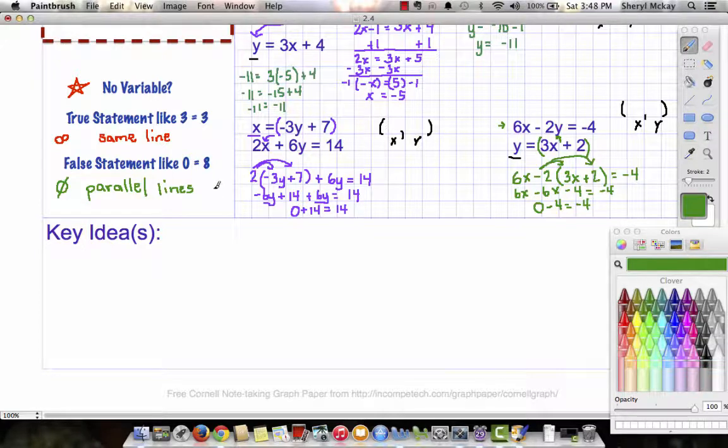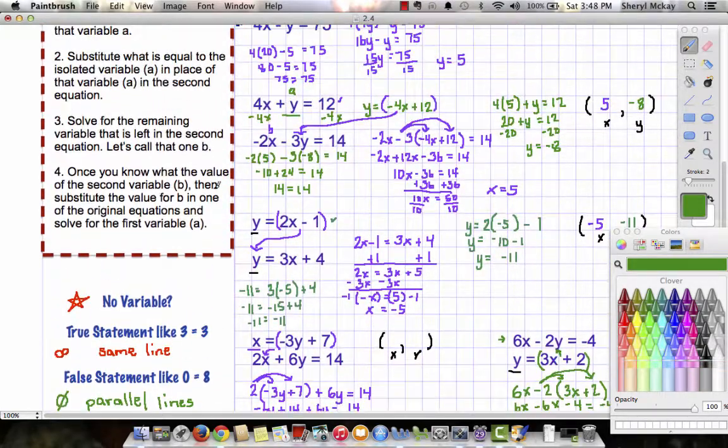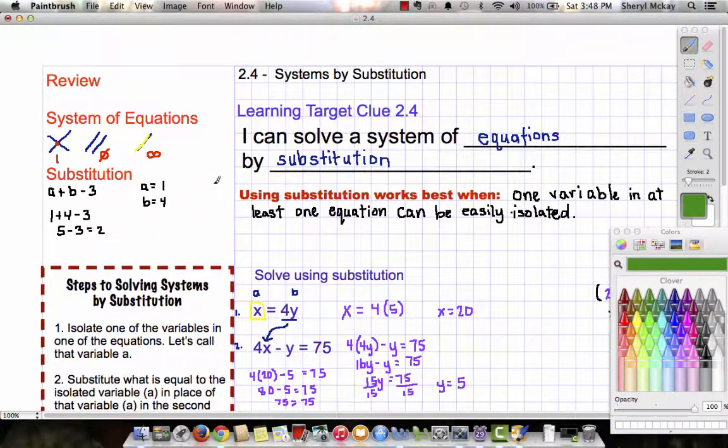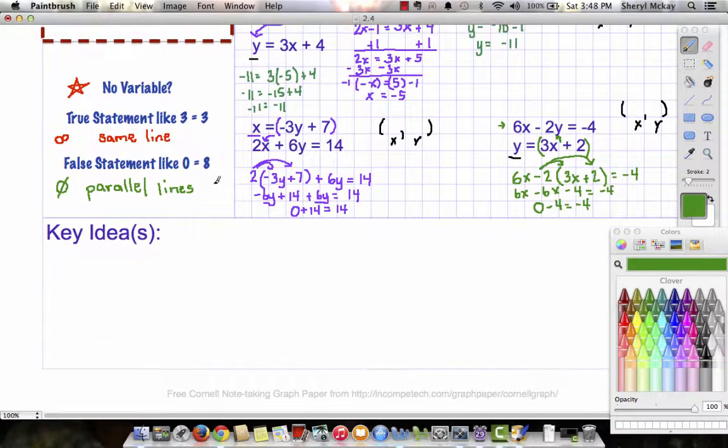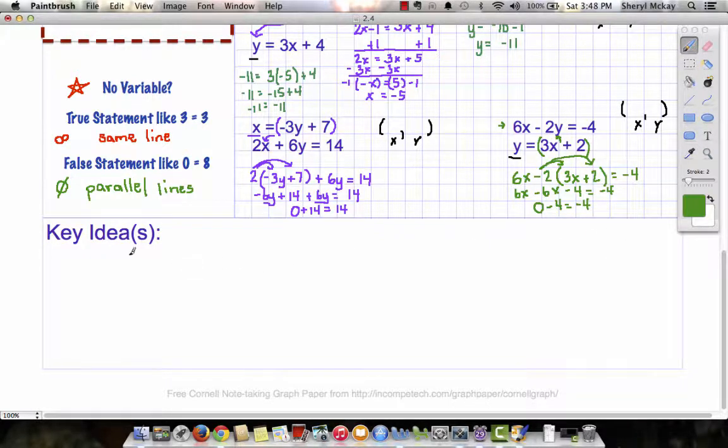Now it's time for you to create a key idea. So look through these notes. Think about what are the key ideas that will help you to remember how to solve using substitution. Write that down. It's going to be different for each person. It's going to be what matters to you, what's going to help you remember. Write those key ideas here and do the practice. I think it's a Slack math worksheet.